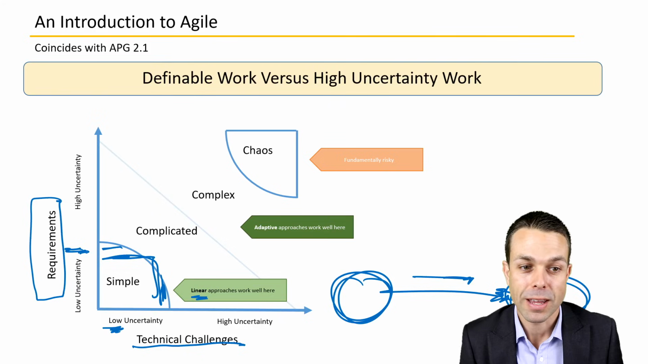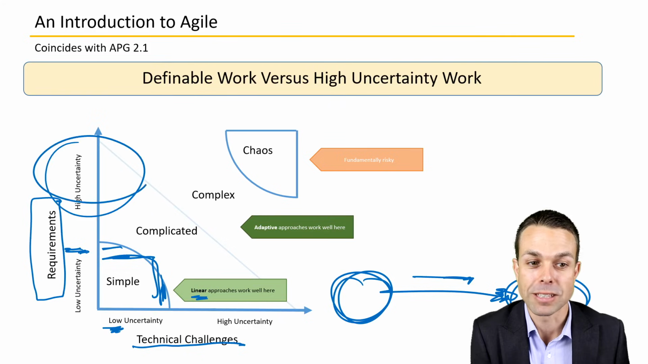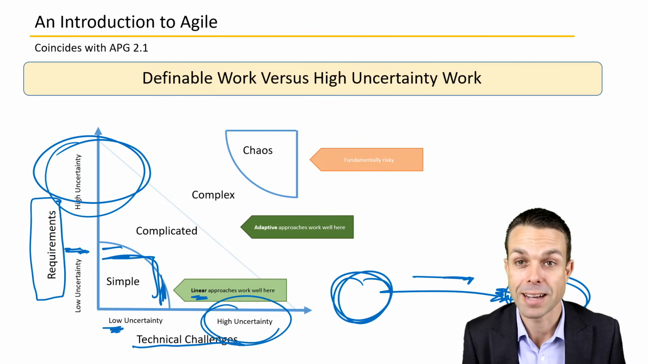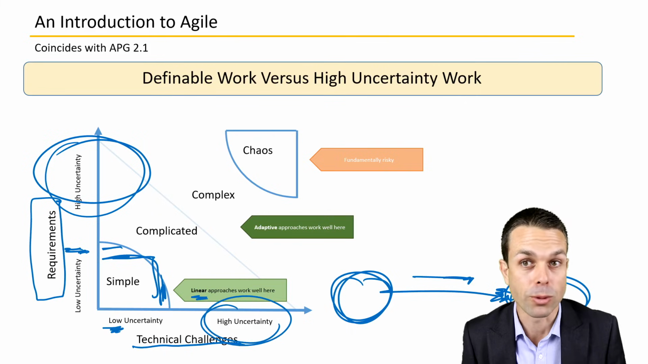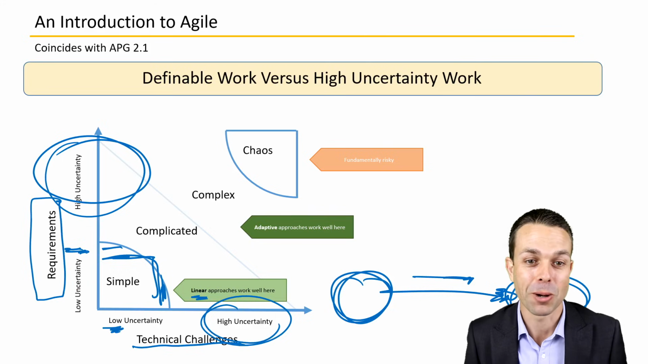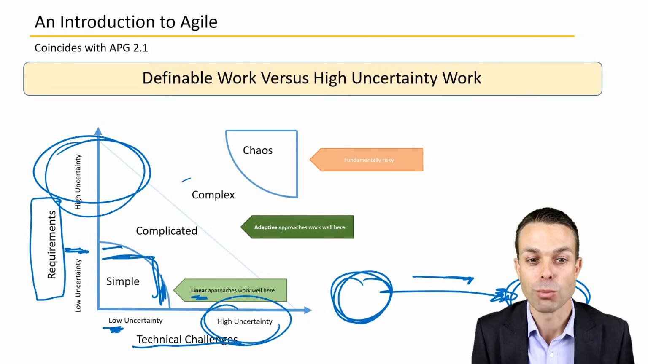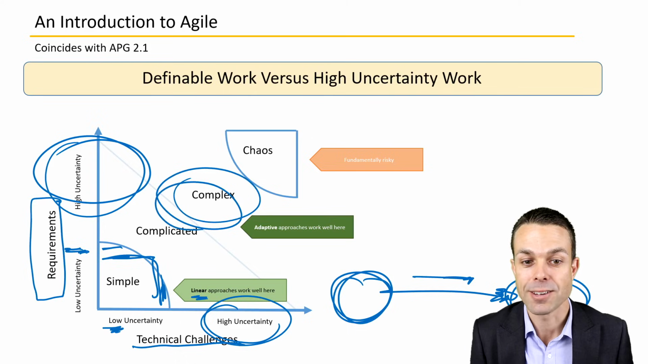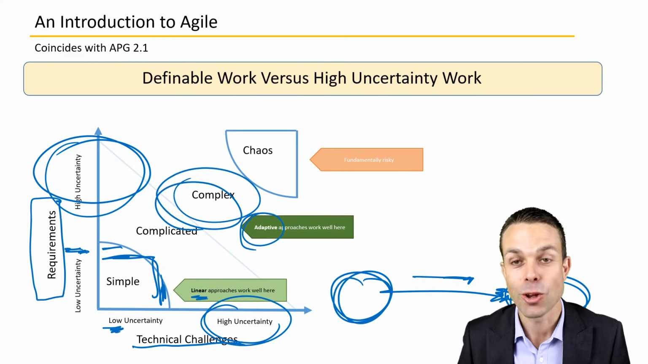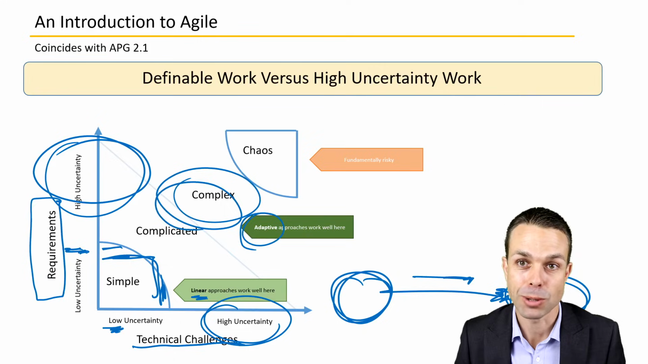But of course, if we've got high uncertainty in our requirements, so if they're going to change, or if we've got high uncertainty in our technical challenges, so maybe we don't know what to expect, maybe we're going to uncover things as we go along, then of course we move into more complex projects, and adaptive approaches work better here. And that's where Agile really shines, and that's where it comes into play.